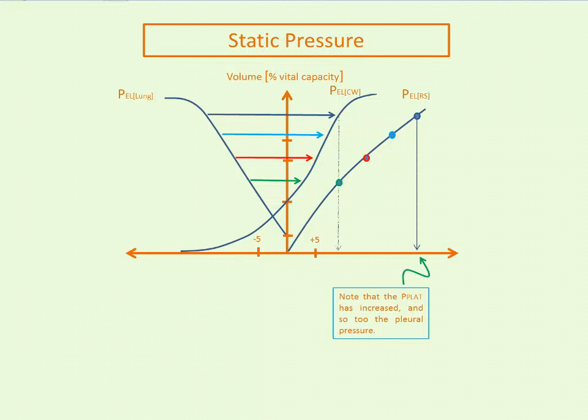But while the plateau pressure is increased, the pleural pressure has increased. The transpulmonary pressure, which is really the lateral distance between these two, is also decreased relative to the patient who had the poor lung compliance.